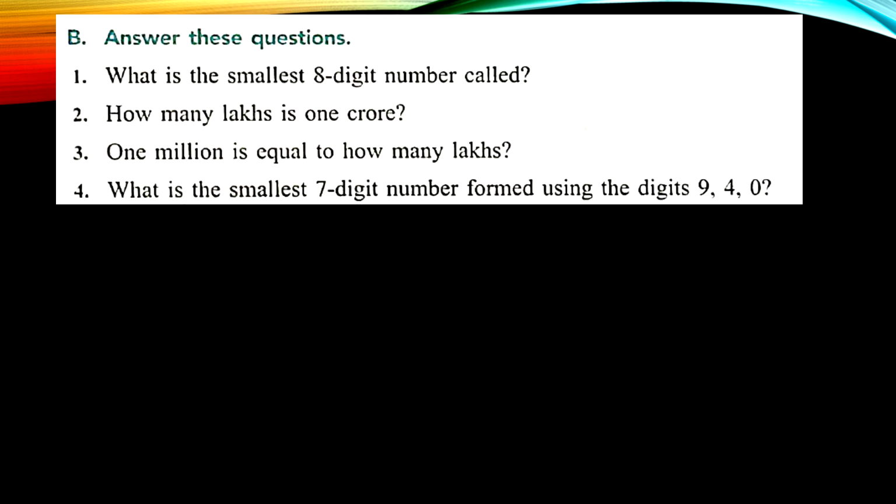Okay. Let's move to the next question. Answer these questions. What is the smallest 8-digit number? As long as they are not putting any conditions like it should be an odd number, an even number, or that digits should be repeated or not repeated, they are directly asking for the smallest 8-digit number. It will have a lot of zeros. So let's put the zeros. 1, 2, 3, 4, 5, 6, 7, 8. So this is the smallest 8-digit number.